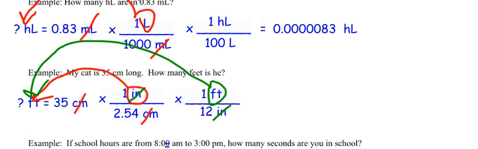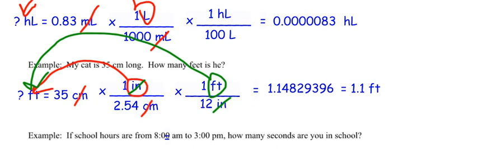So now I can just grab my calculator. And what is this equal to? I got 1.14829396. How many sig figs should I end up with? 2. That's right. So what I would like you to do is try the next example on your own. So pause this and see how you do.